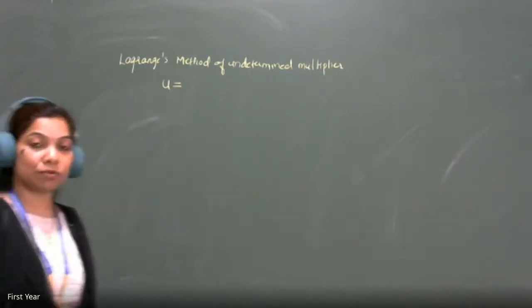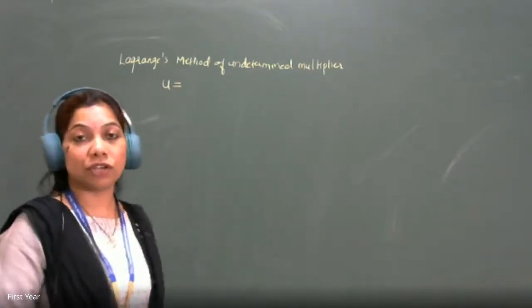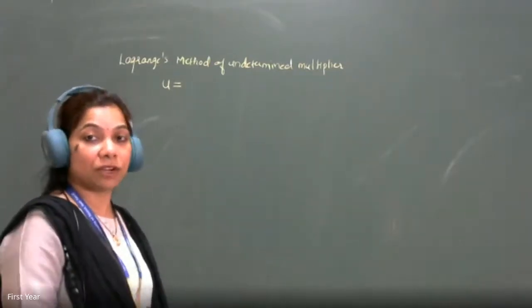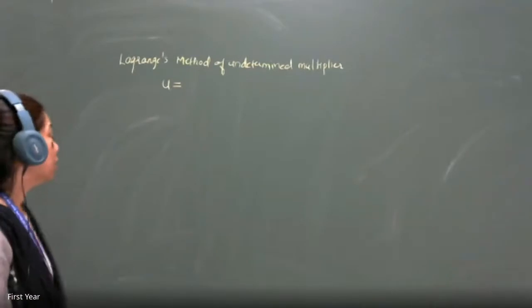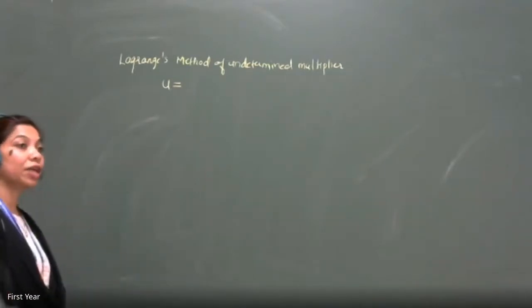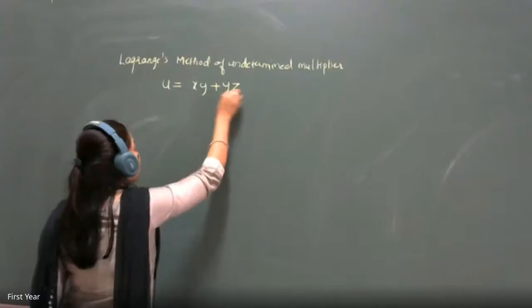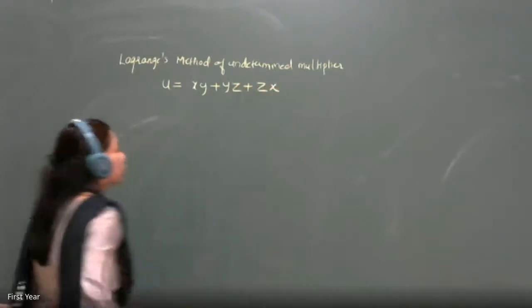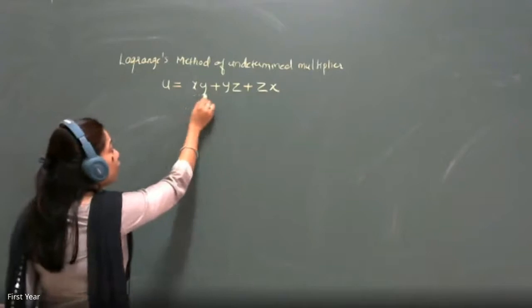What is u? The function which has to be optimized, meaning whose maximum or minimum value we have to find. Which is that function? Sum of the product taken two at a time should be maximum. So xy plus yz plus zx. This is the function, the sum of the products taken two at a time.